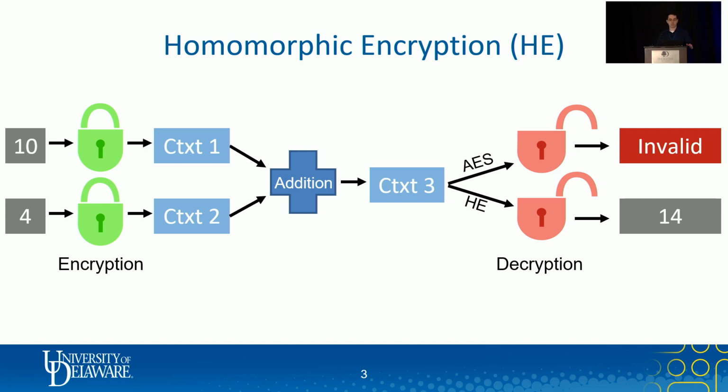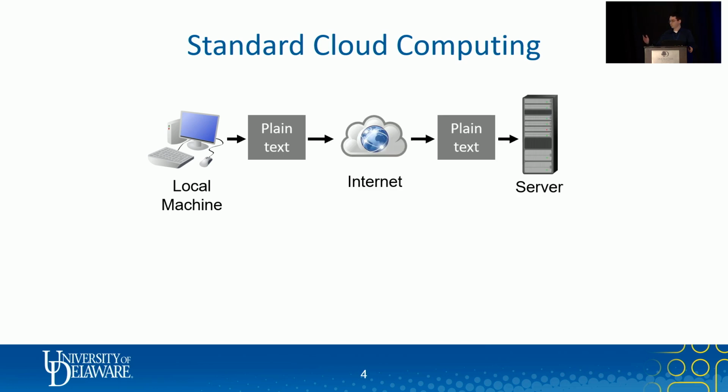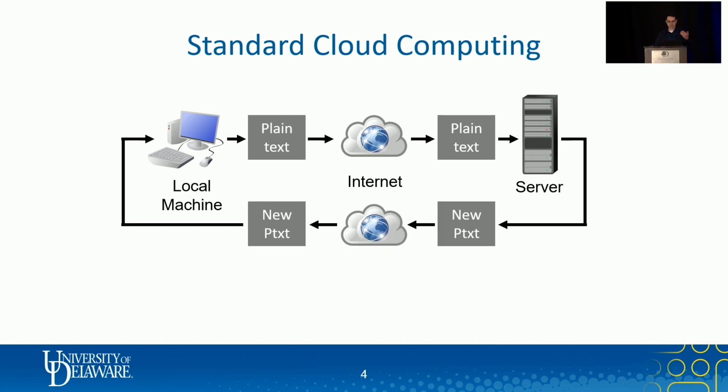operations, or plain text. So the main purpose of this technology is to help secure cloud computing. Under our standard model, our local machine, our client, is going to have some plain text that they will send over the internet to a server to perform computation on that data. And after they do that, they'll send it back to the client.